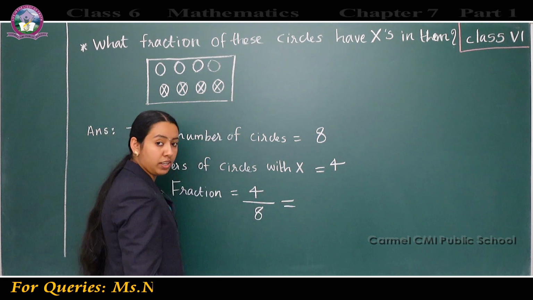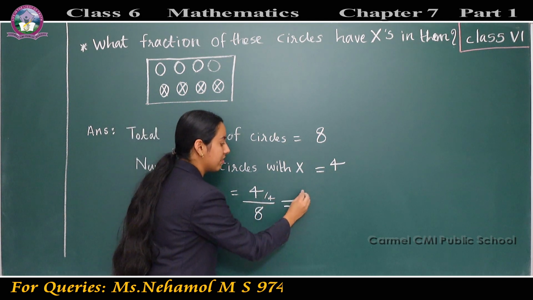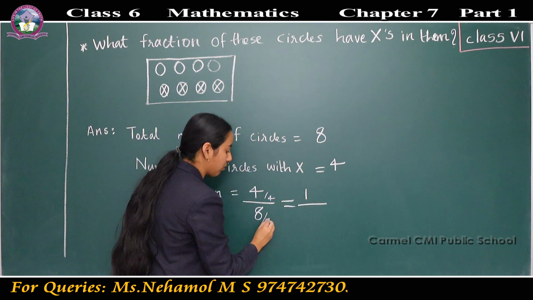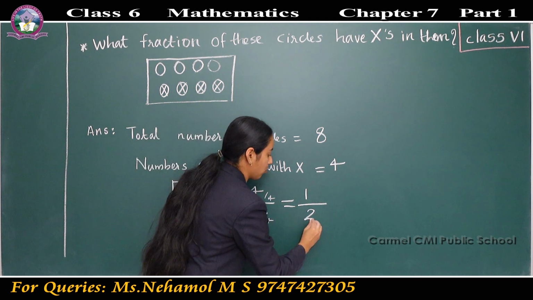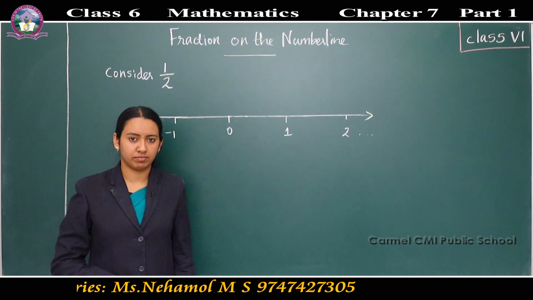Then we can simplify this fraction to its lowest term. 4 is divisible by 4. 8 is also divisible by 4. 4 by 4 is 1. 8 by 4 is 2. So 1 by 2 is the answer.